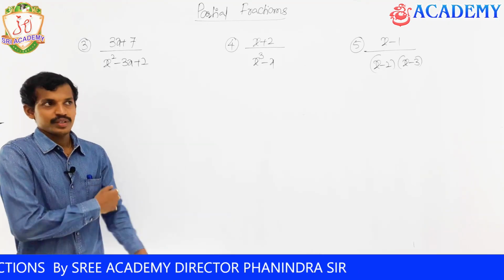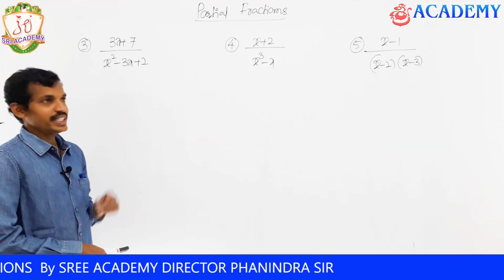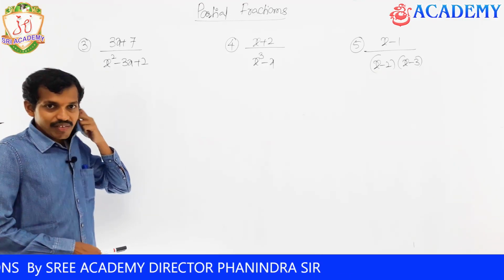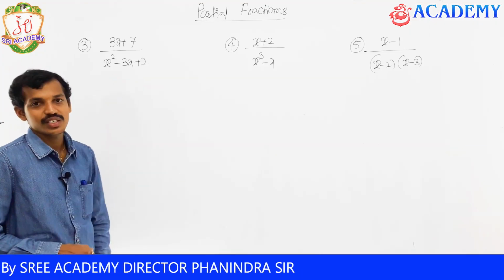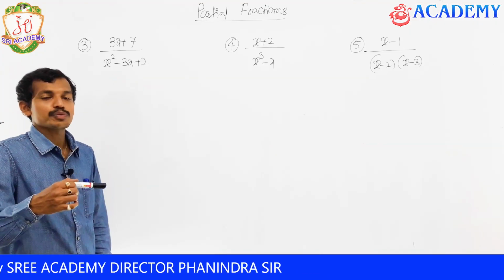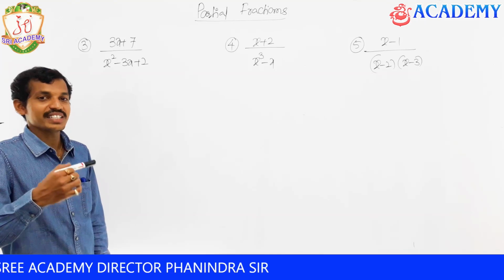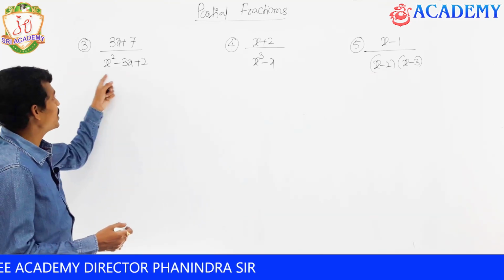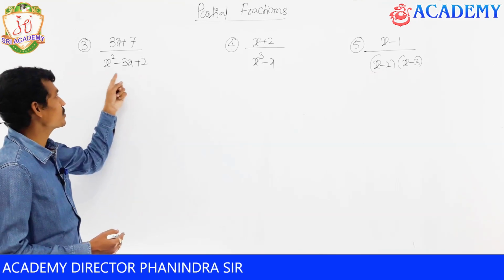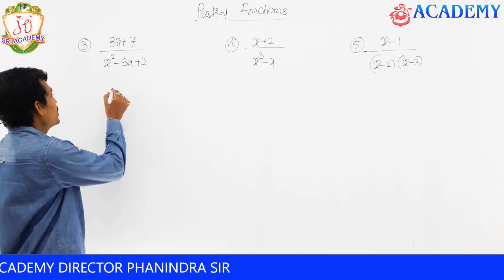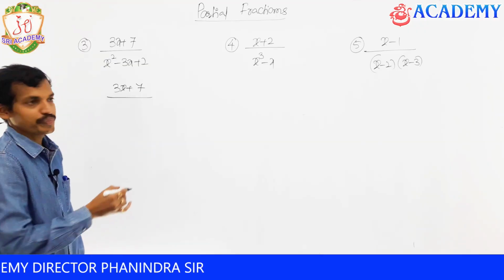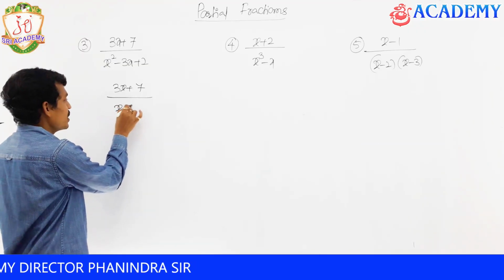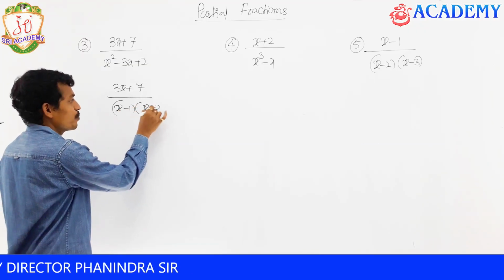In this problem, 3x plus 7 divided by x square minus 3x plus 2 is there. In the denominator we have a quadratic function. You have to express that quadratic function as linear factors. Now, 1 into 2 is 2 and minus 1 minus 2 is minus 3. That is 3x plus 7 divided by x minus 1 into x minus 2.